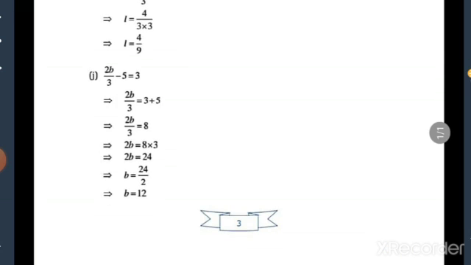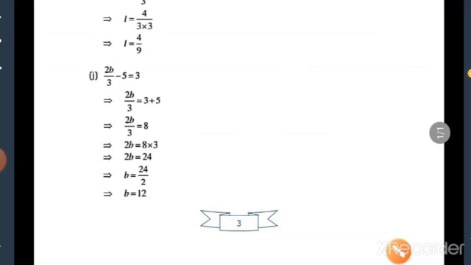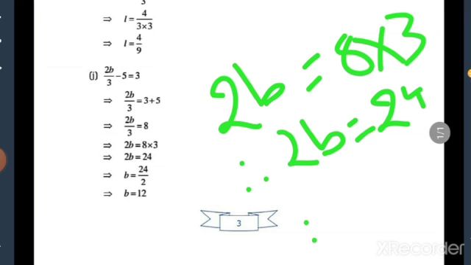Then next, 2b upon 3 minus 5 is equal to 3. Here the term having b, make that alone. 2b upon 3 is equal to 3 plus 5. I transfer 5 to the opposite side because I want to make 2b upon 3 alone. Then 2b upon 3 is equal to 8. So 2b is equal to 8 multiplied by 3. So 2b is equal to 24.